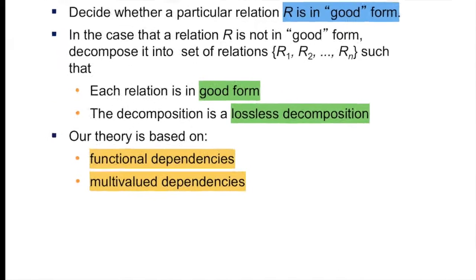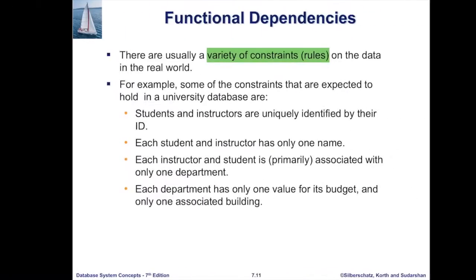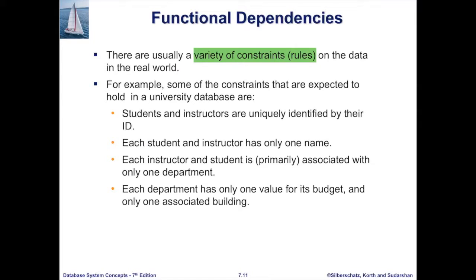So the basis of the normalization theory are these two concepts, the functional dependencies and the multi-valued dependencies. So let's start with the functional dependencies. And this is just a rough idea of what functional dependencies are.